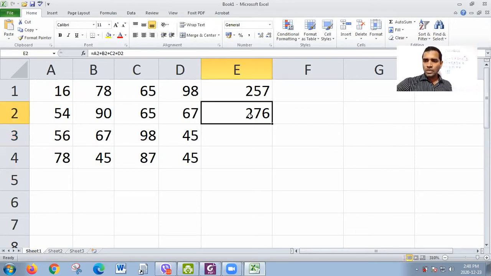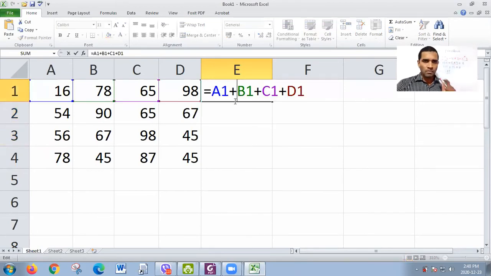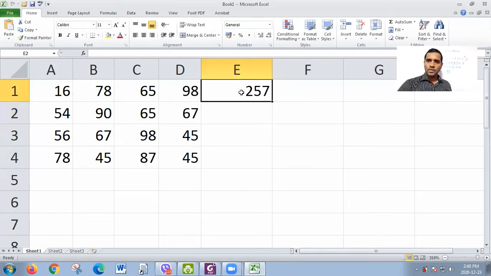So I'm going to delete this one. I don't want that. So I typed the formula for the first one. Keep watching. I typed this formula to find the total in the first row. Okay, I got it, 257, right? So what I'm going to do is not type the formula one by one, but copy this formula and paste it for the others.